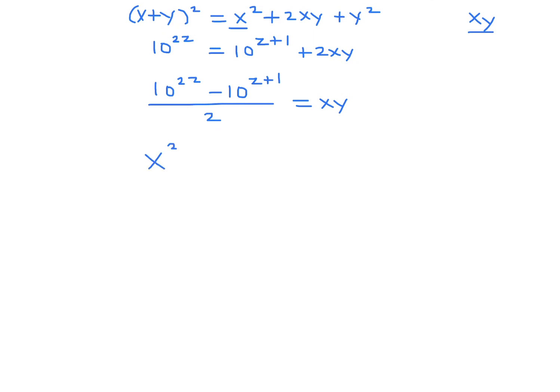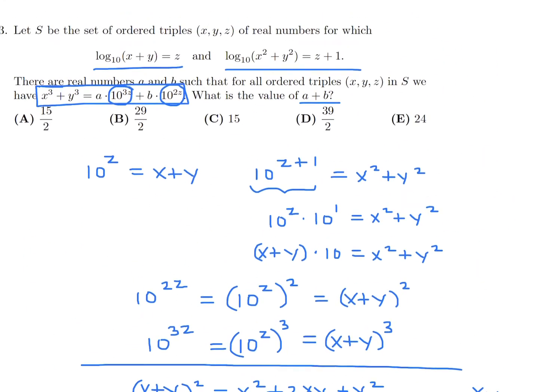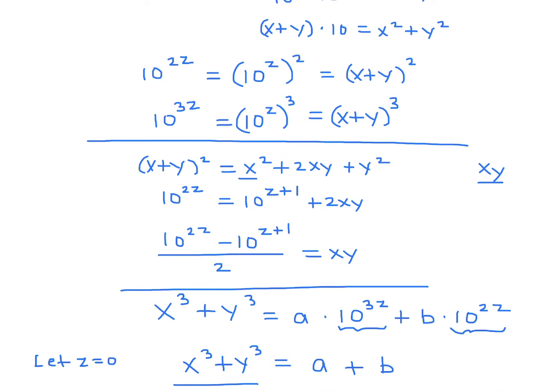So our formula is x to the power of 3 plus y to the power of 3 is equal to a times 10 to the power of 3z plus b times 10 to the power of 2z. And as I previously mentioned, let z equal 0. And if you do that, you get x to the power of 3 plus y to the power of 3 is equal to a. This just becomes 1, right? Because 10 to the power of 0 is 1. And this becomes just b, because 10 to the power of 0 is 1. And there you go. Now I just have to find a numerical value, because they want a numerical value, correct? Yeah, it's all numbers in the answer choices.